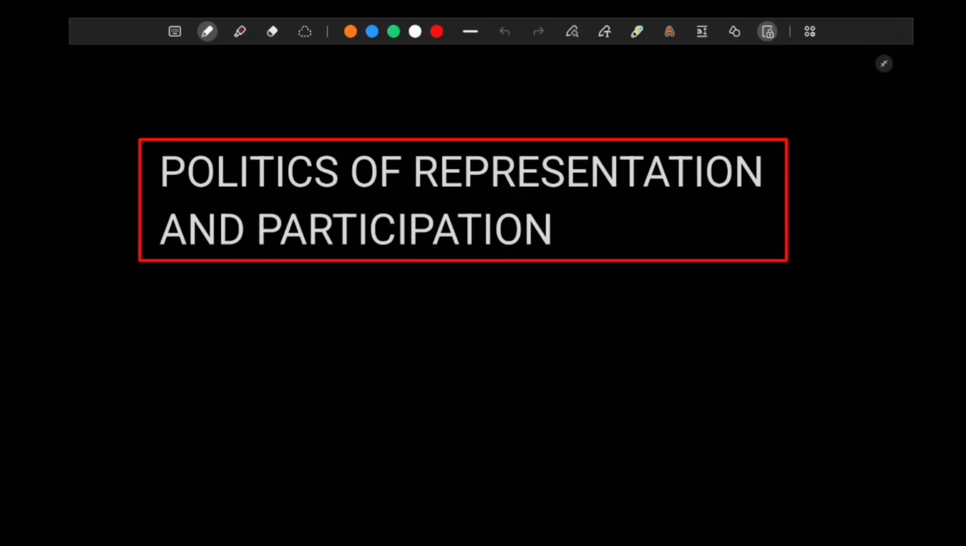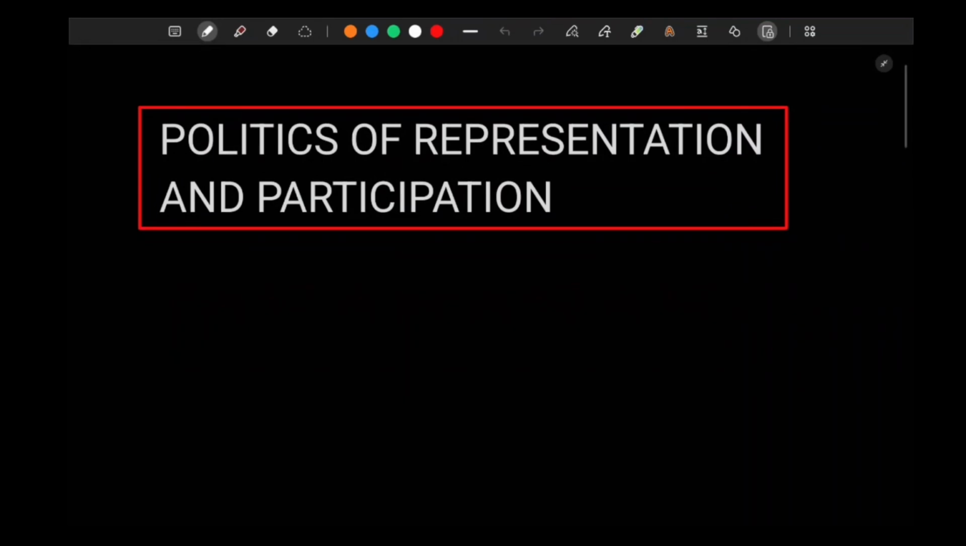What should be the outcome of such a situation? We have also seen it can be extractive power, it can be developmental power as well, right? So this is the background of this lecture. In this lecture we'll try to understand what is politics of representation and how people participate in the political system, right?